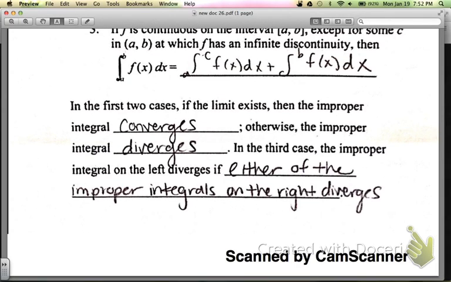So we're going to look at some examples. We're going to look at examples 6, 7, 8, and 9, I believe. We're going to start on page 537 with example 6. So if you want to look at that one, that would be a good place to start.